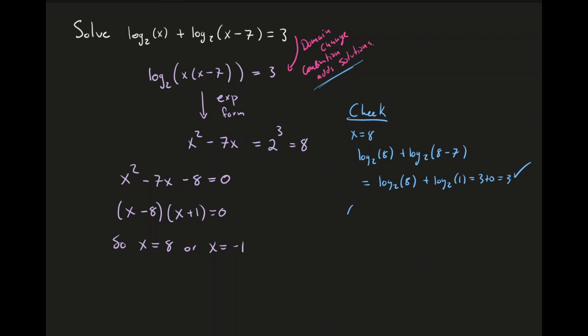Checking the other one, the minus 1, we get log base 2 of minus 1 plus log base 2 of minus 1 minus 7. Now, this is not defined, so this is not a solution. This is not in the domain of the logarithm. So x is not negative 1, and we get our singular solution as x is equal to 8. That negative 1 came about from the fact that when we combine these two logarithms, it changed the domain of the function, which added in this additional solution. You absolutely have to check all of your answers.